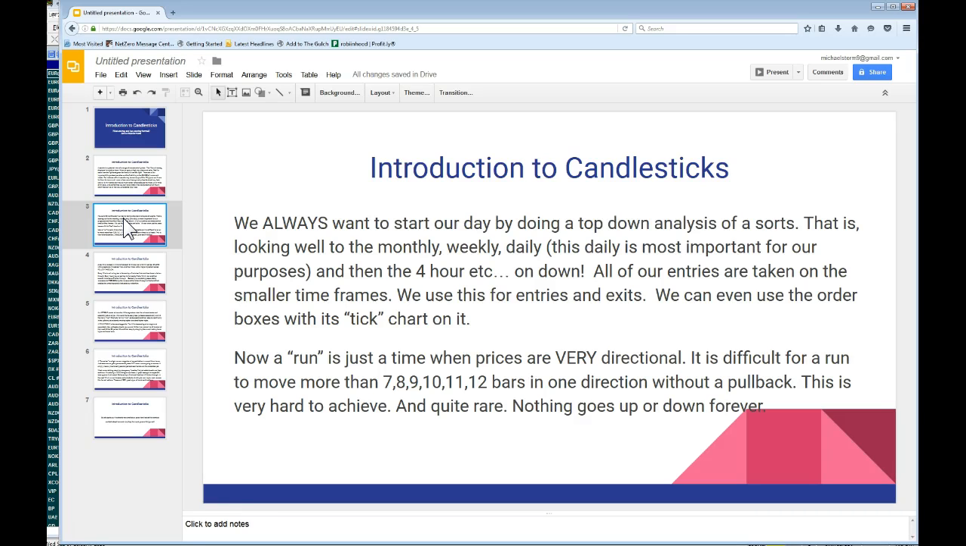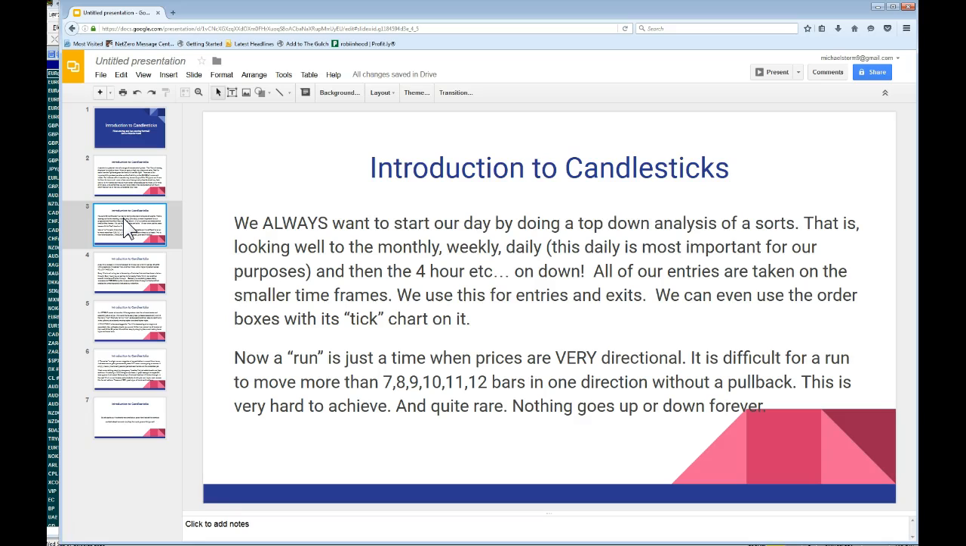We can even use the order boxes that have a little tick chart inside of them. Now the tick chart is just an algorithm going off with little ticks moving around, and you're just looking at a couple million here and a couple million there. In low liquidity times, it might be $1 to $8 million. High liquidity times could be $20 million, $200 million. It just depends what's happening.